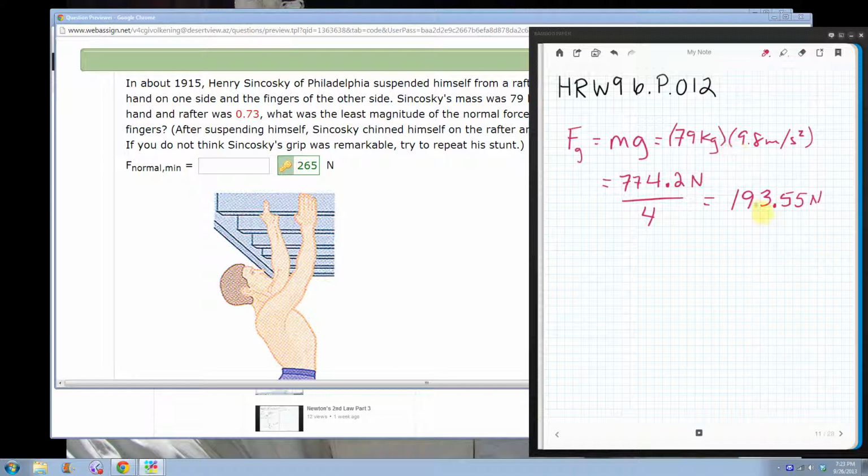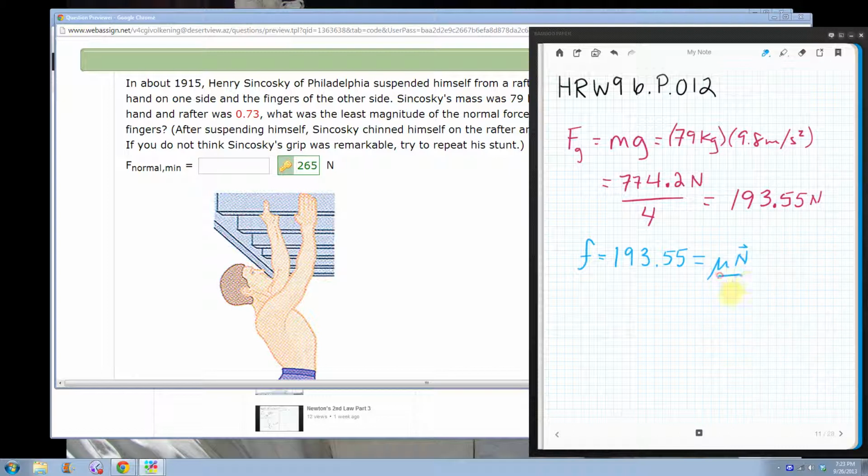Okay, so that's how much needs to be held up with each point, and that is being held up simply by the friction between the pad of his thumb or whatever and the rafter. So that's my friction for each point. Okay, so my friction for each point is 193.55 newtons. Friction is mu times the normal force.